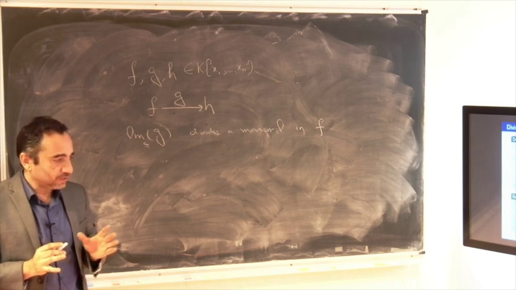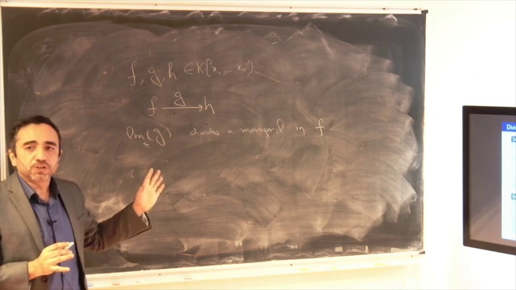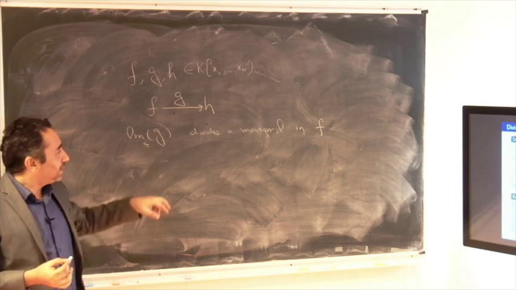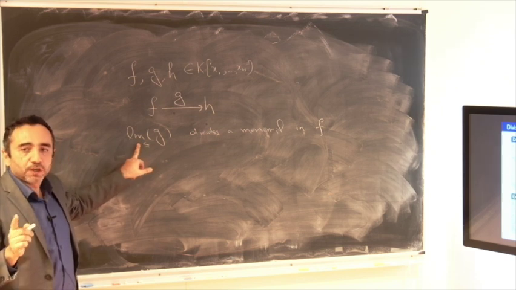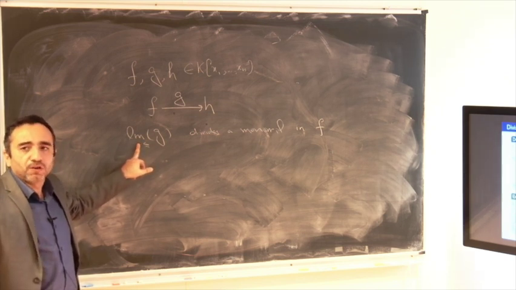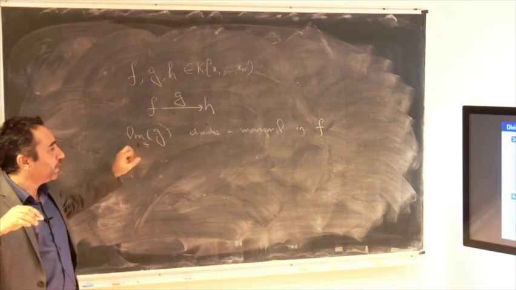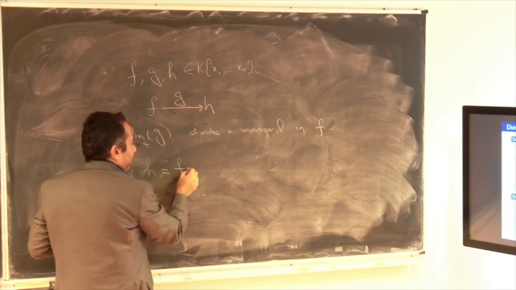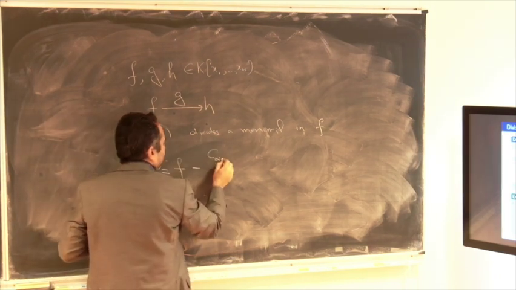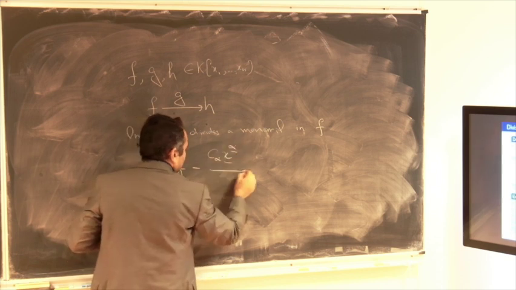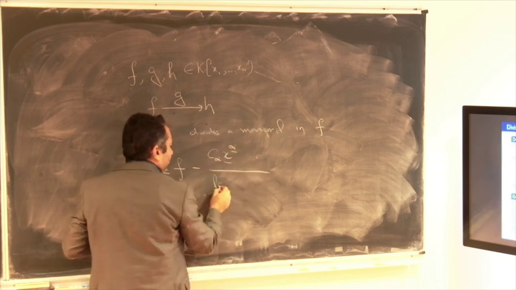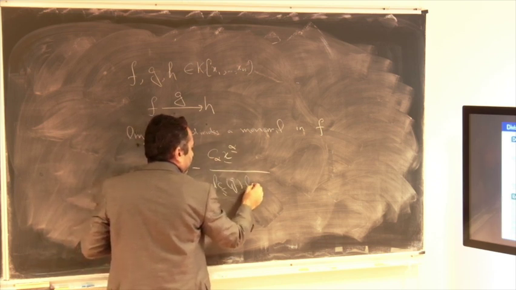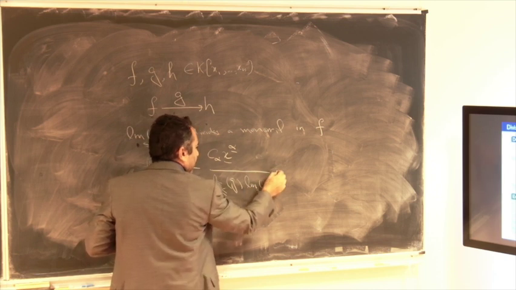One thing is important: it's not the division, it's just the notation of how we can reduce a polynomial. The condition is that the leading monomial of g should divide some monomial from f. Then h is equal to f minus c_alpha x^alpha, divided by the leading coefficient of g times the leading monomial of g, times g.